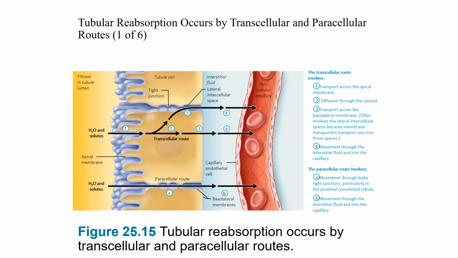So here we have a lovely picture showing us how transcellular takes place. And remember that the apical membrane is going to be pointing into the lumen. And you can see it has to cross some interstitial fluid in order to get into the peritubular capillaries. If it's paracellular, you notice that it is moving in between the cells. In between the cells.